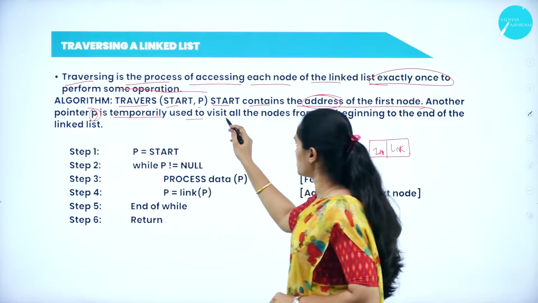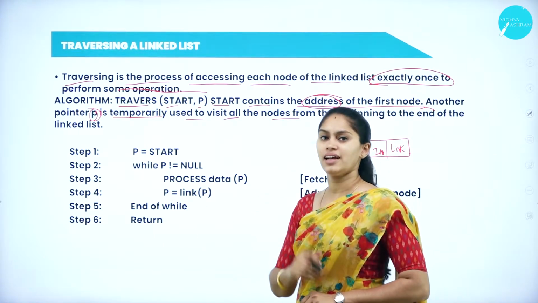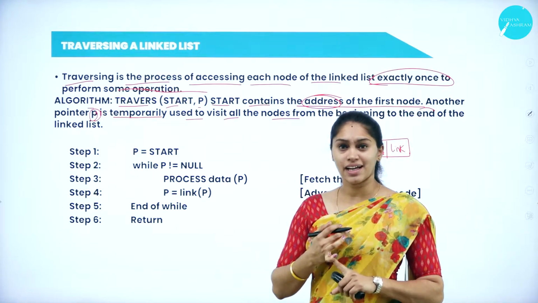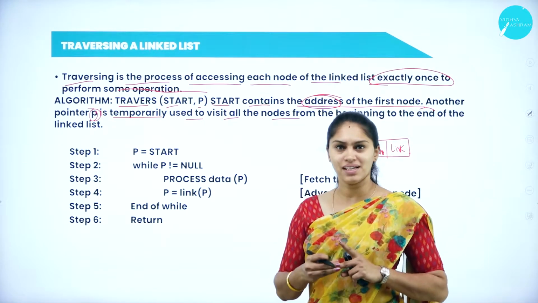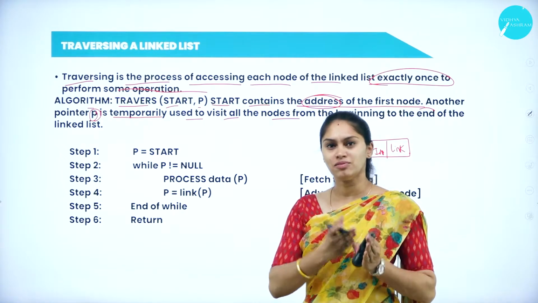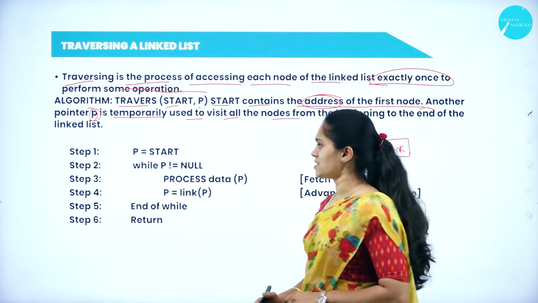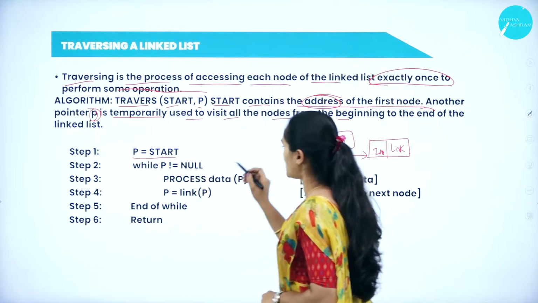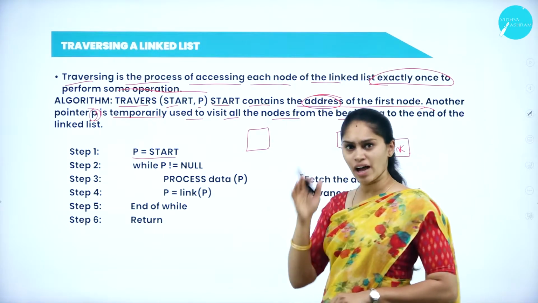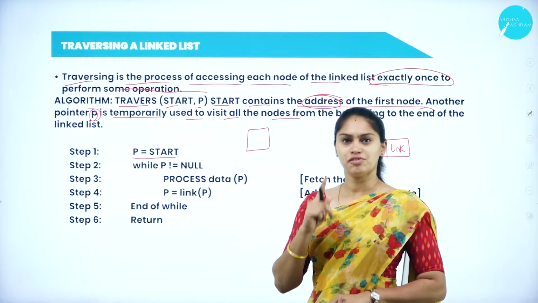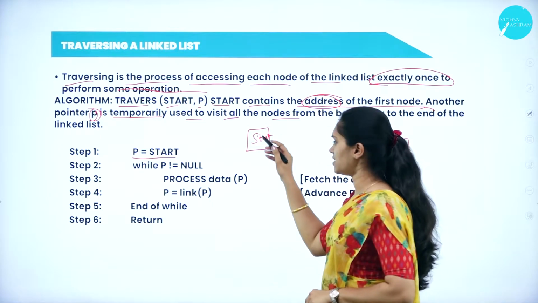That is temporarily used in order to visit all the nodes of a linked list from the beginning to the end. So start is used to indicate the first address or location of the first node of a linked list, and P is a pointer that will be used to traverse from beginning to the end. These are the two pointers that we require in order to perform this traversing. First, P is equal to start. So I have to start. P is used to visit all the nodes, so I have to start that position from the first one. We are going to call that the start node or head node. Okay, consider this as the start node.